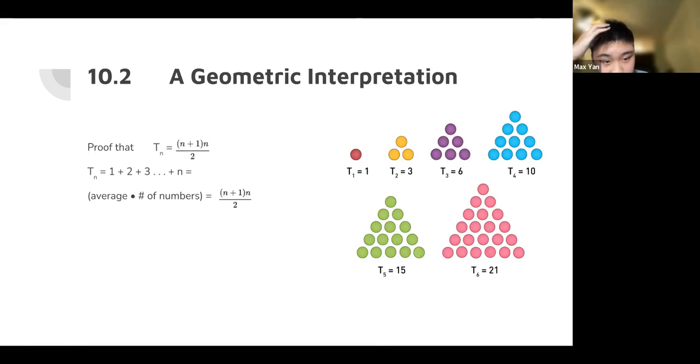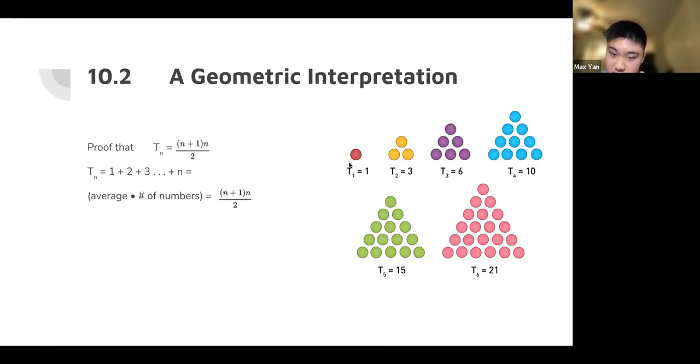So T of n equals n plus 1 times n divided by 2, which is what we've just said, and now we're going to look at why. So T of 1 equals 1 if we plug it into our formula. T of 2 equals 3. And essentially what a triangular number is, the nth triangular number is a triangle made of n rows in this pattern.